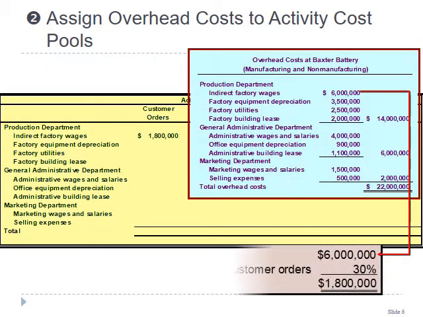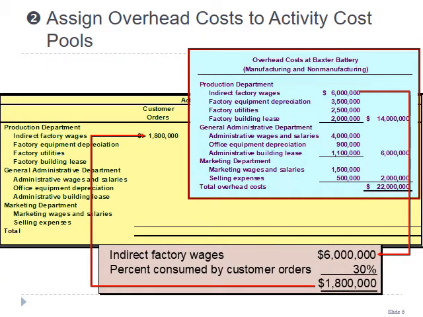So where this 1.8 million came from, we know that the indirect factory wages are 6 million, right? So you see the arrow here, 6 million. And we know that the indirect factory wages are 30%. So 30% of the 6 million is 1.8 million. So you just write indirect factory wages here, 1.8 million, right?